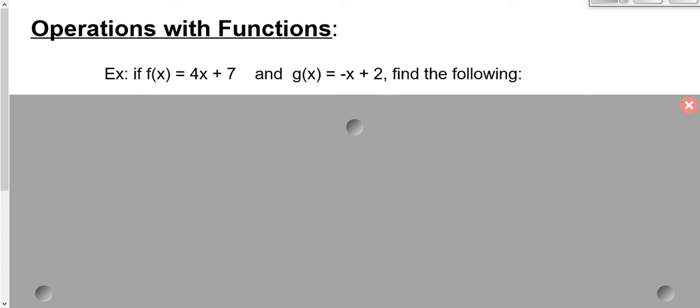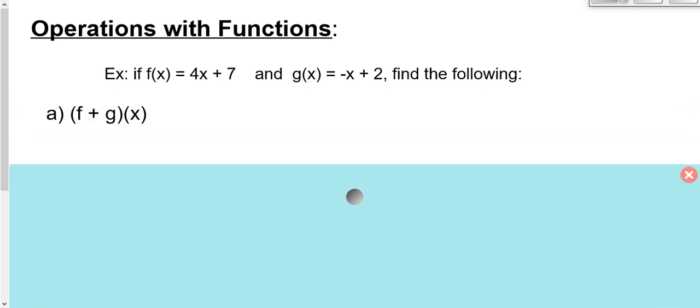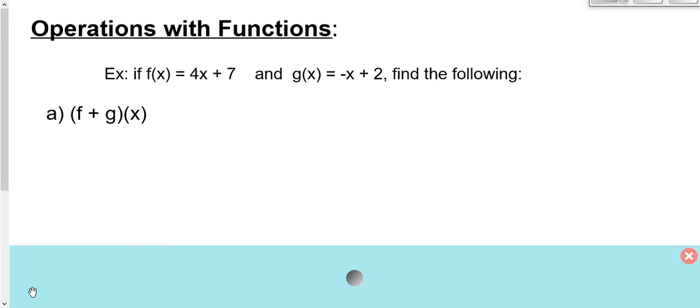So if f of x is 4x plus 7, and g of x is negative x plus 2. Make sure you write down these two equations. We are going to go ahead and do some operations with these. So let's try this first example, A, which is going to be f plus g of x.